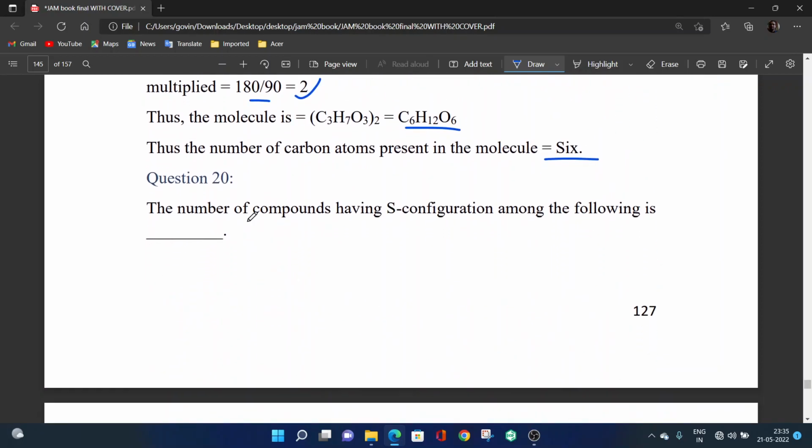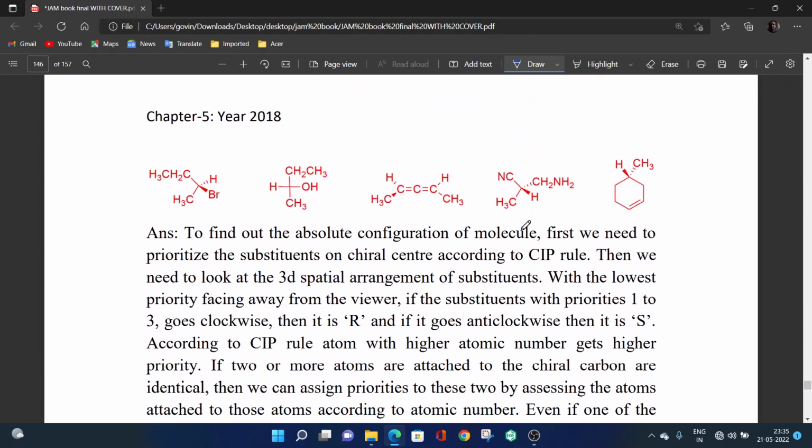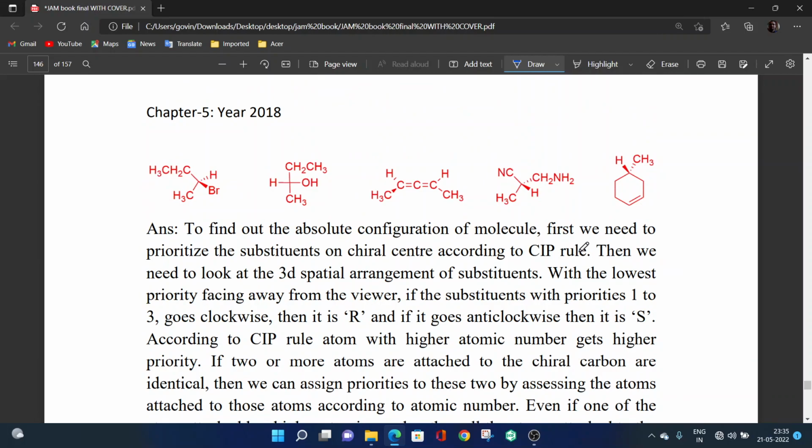Next question is, the number of compounds having S configuration among the following is. So we have these molecules and it says S configuration. We know R and S are absolute configurations. Before giving the configuration, there are a few things we have to know. First we have to give priority to the substituents. Priority is given according to the atomic mass. This applies when you have a plane of symmetry. Sometimes you have an axis of symmetry, like this molecule. Then we have to follow a different procedure, which we will find out.